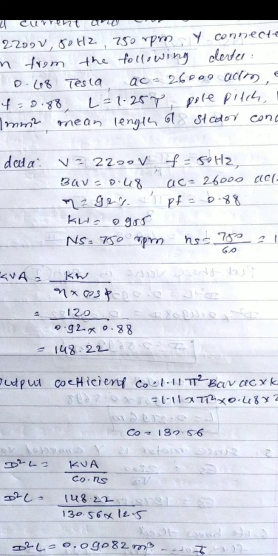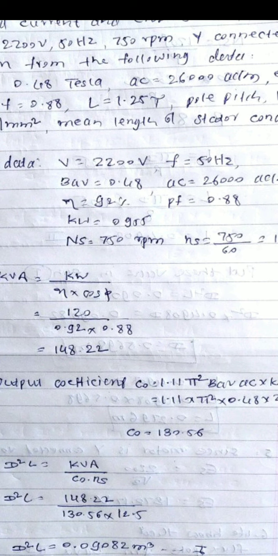So in this example we have to solve for the diameter, length, number of turns per phase, full load current, and cross section of the conductors. Various data are given for calculating these values. So first we have to write down the given data.